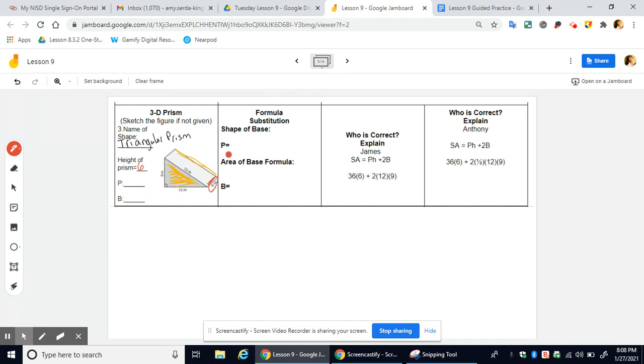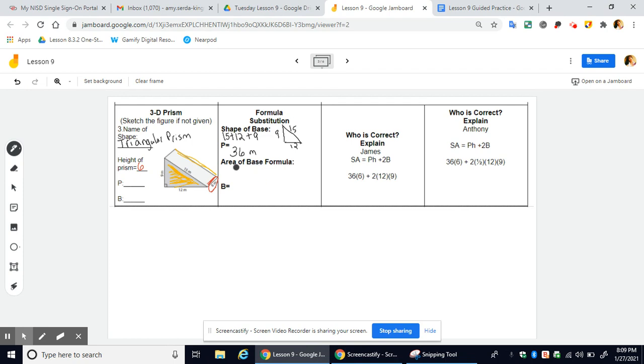And now I'm going to have to take the shape of my base and redraw it. Here is my base, and that gives me all the side lengths of 9, 15, and 12. So those are all of the different measurements. So how do I find the perimeter of that? Well, I would simply add 15 plus 12 plus 9. And when you add that up, you get a total of 36 meters.